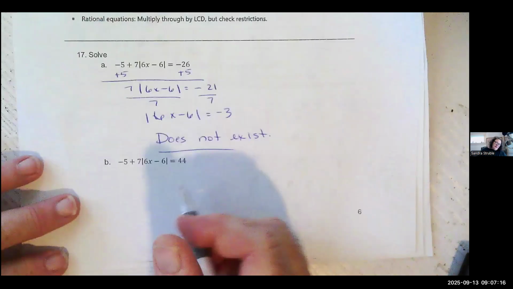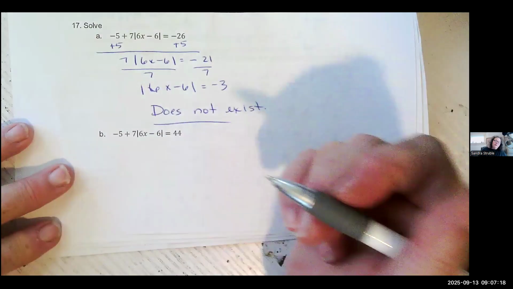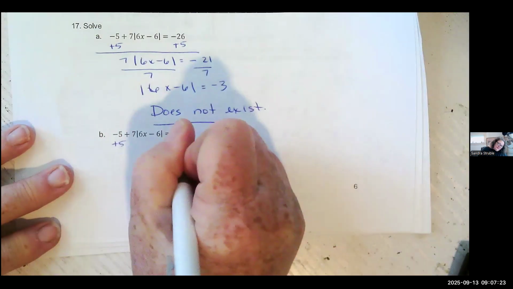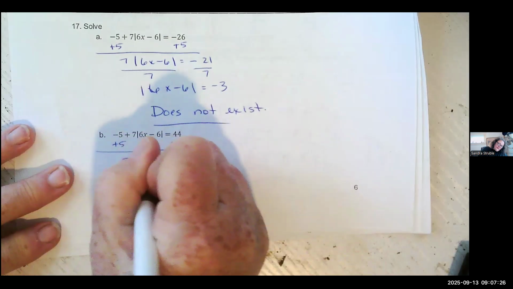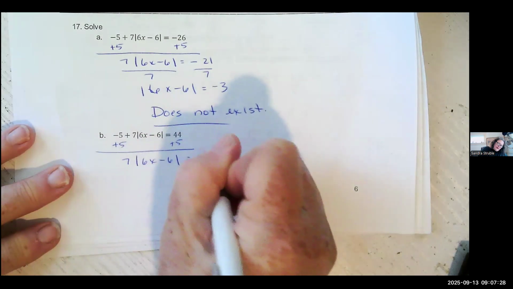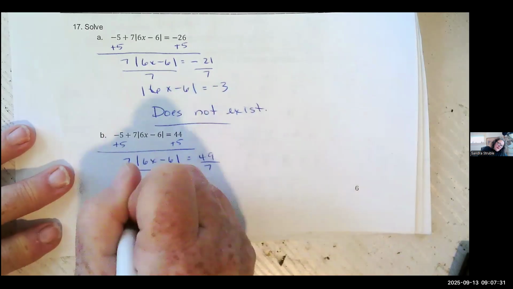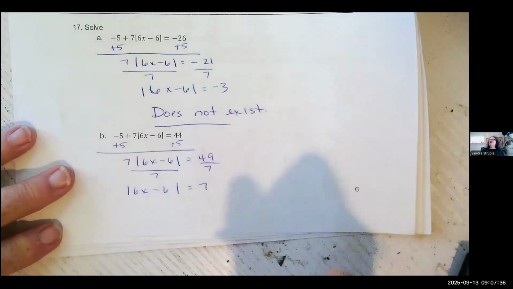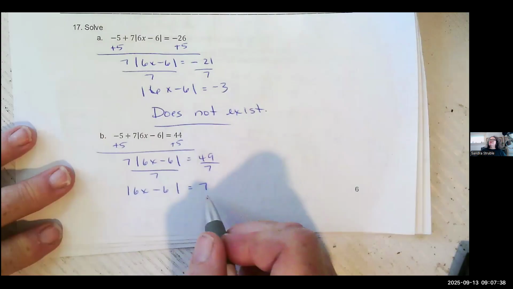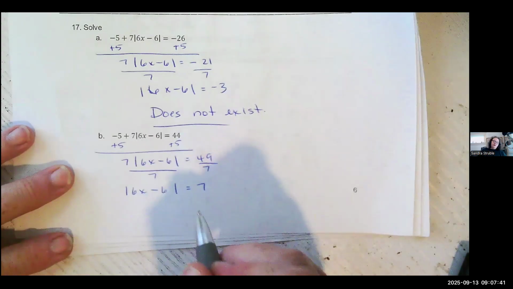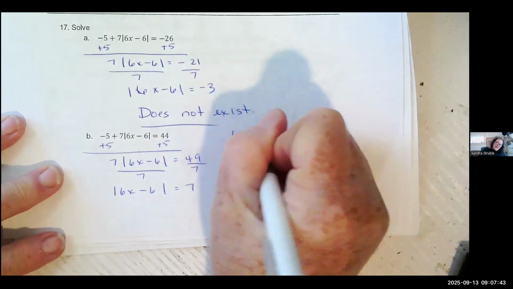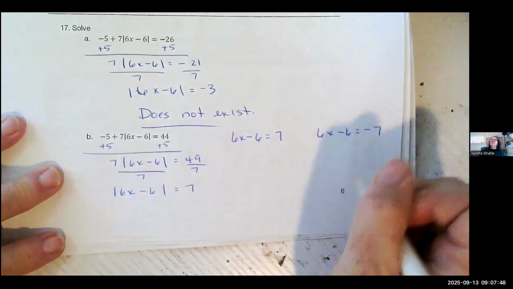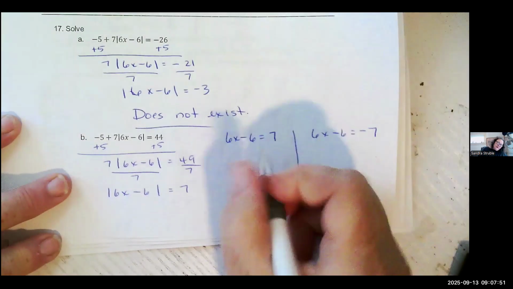So you're done. The next one I gave you because I wanted you to see what you do if it's not negative. So we're going to add 5 to both sides. That is 49. Divide both sides by 7. All right, now, this is what you do if the absolute value is equal to a positive number. You have to break this into two pieces. 6x minus 6 is equal to 7, and 6x minus 6 is equal to negative 7. Okay? Solve for x.